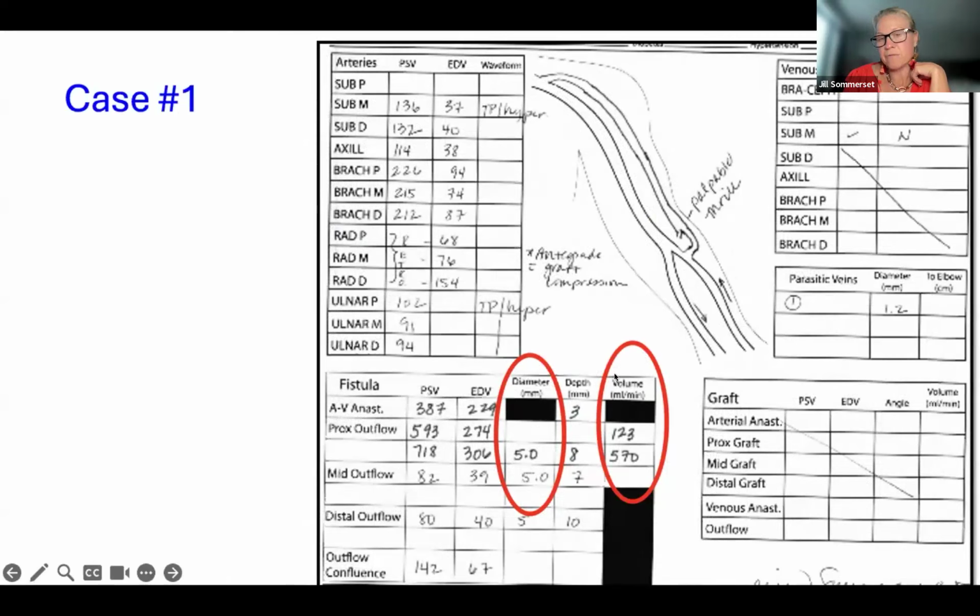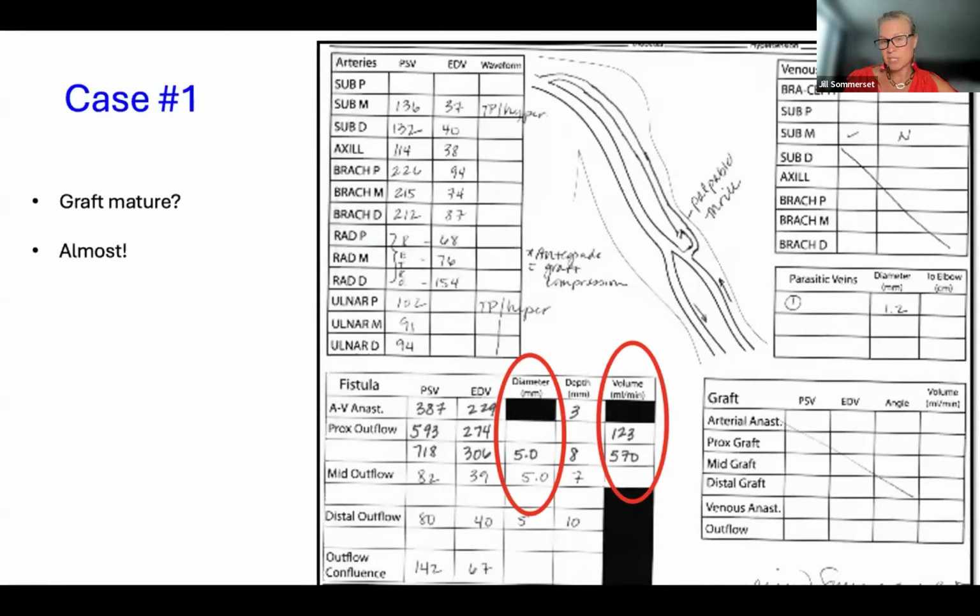I'm also looking at the flow volume. Remember, we want it to be greater than 600. This patient has very nice arterial inflow. The anastomosis is open, but this diameter is not quite mature, nor is the flow volume. And if you look at the arrows in the radial and ulnar artery, we do have retrograde flow in the radial artery to suggest some component of arterial steal. However, the patient is asymptomatic. So nothing to do there.